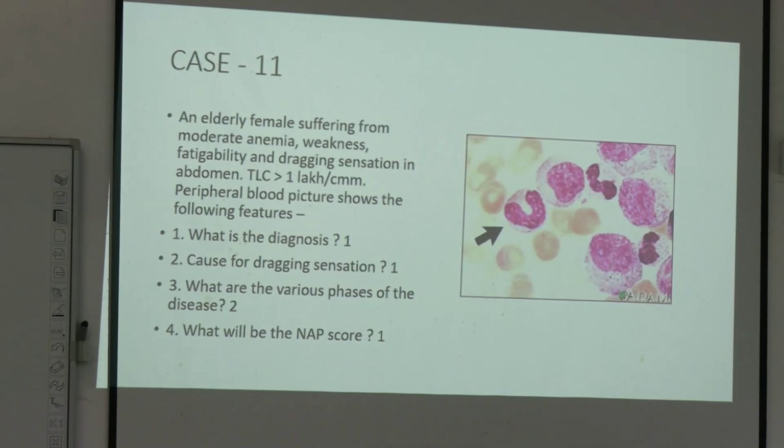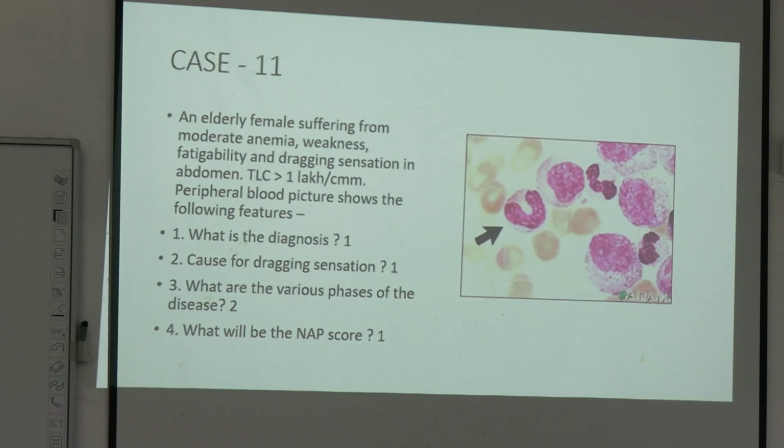You know it. What will be the NAP score? NAP score increase or decrease? Why? What is NAP? Neutrophil alkaline phosphatase is an enzyme which is present in normal neutrophils.